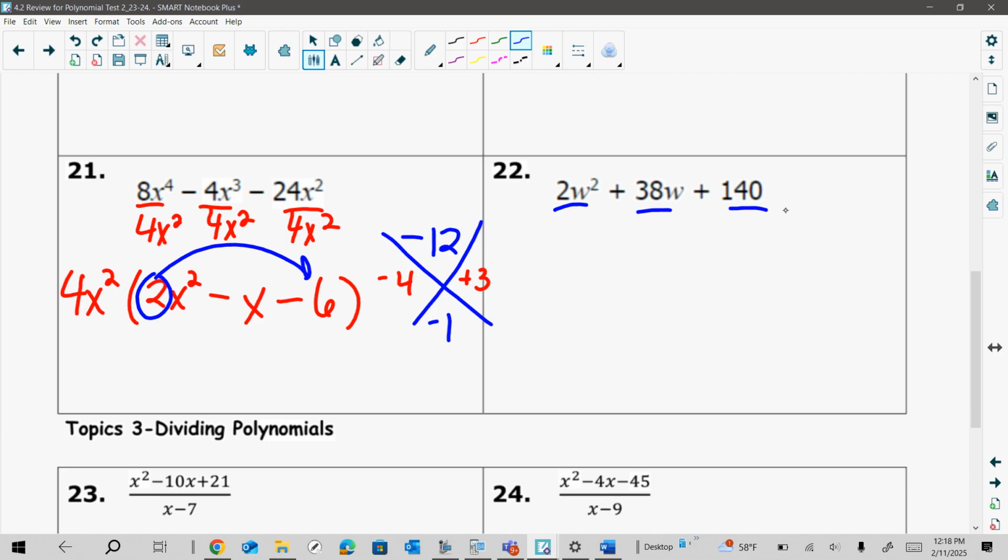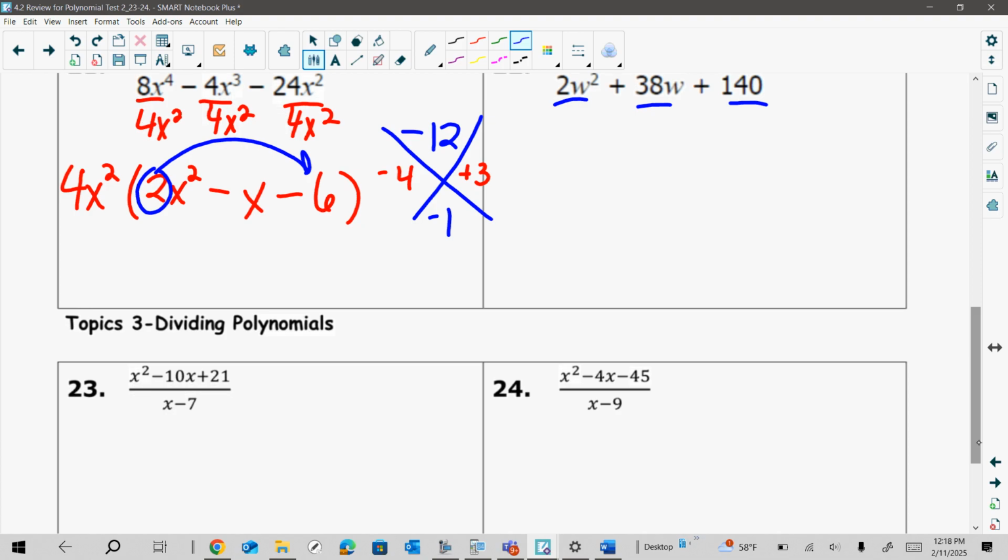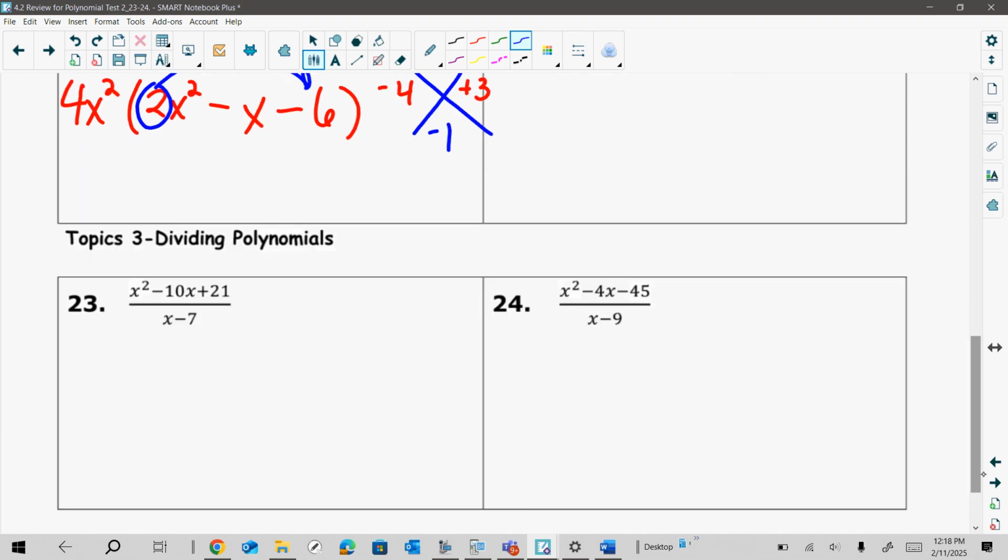And then the last topic is dividing, which is what we've been working on the last couple of days. We talked about the shortcuts, knowing that this is one of the factors, so that x minus 7 is part of one of the factors on the top. Since there's no number in front, it's an invisible one. I just need to focus on the 7 and 21, the last terms.